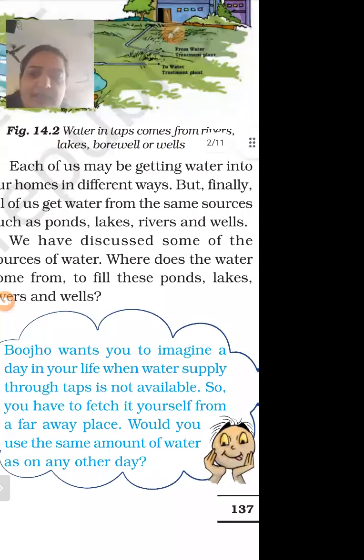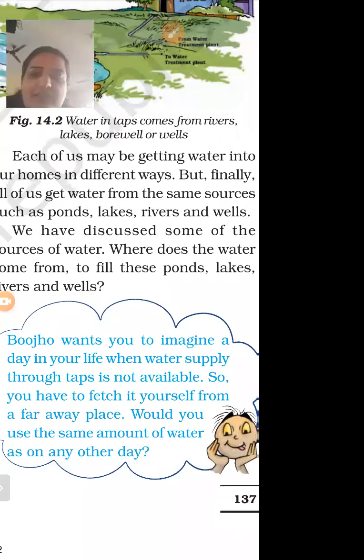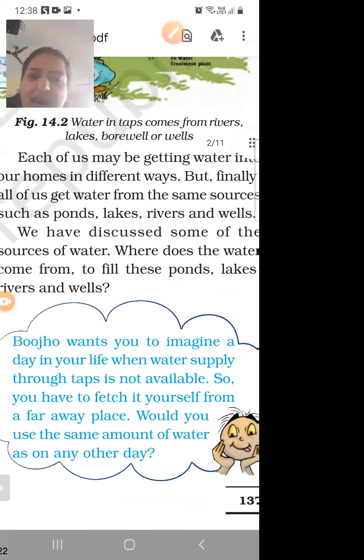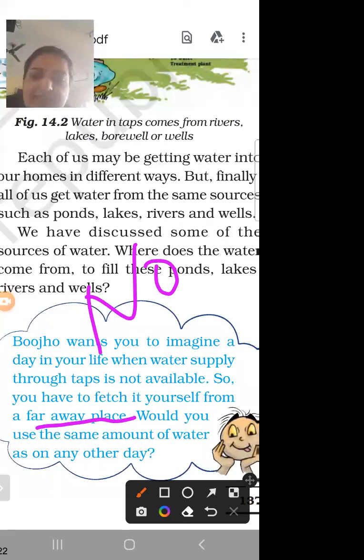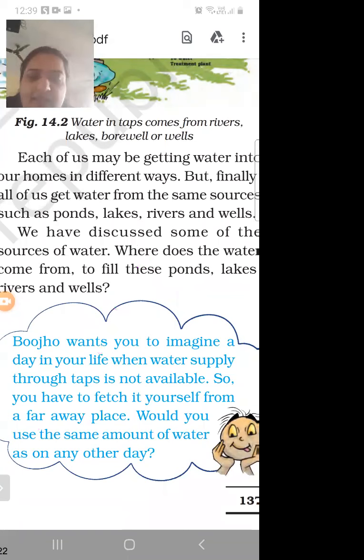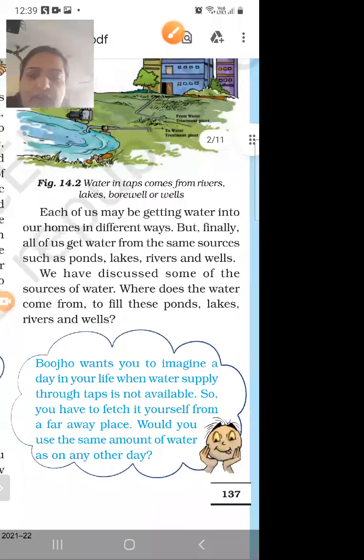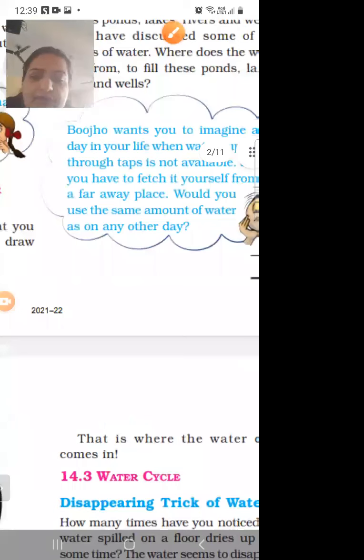No. You would not use the same amount of water. क्या हम पहले भी पानी यूज करते थे जब हमारे पास शॉर्टेज थी और हमें पानी लेने के लिए दूर तक जाना पड़ता था? क्या सेम अमाउंट हम यूज करेंगे? नो, क्योंकि हमें उसमें बहुत लेबर करना पड़ा, दूर से पानी लाने के लिए. तो हम सेम अमाउंट ऑफ वाटर यूज नहीं करेंगे. We will not use the same amount of water on that day. So if we do labor, then we will use less water.